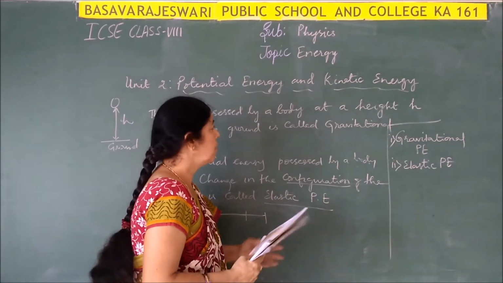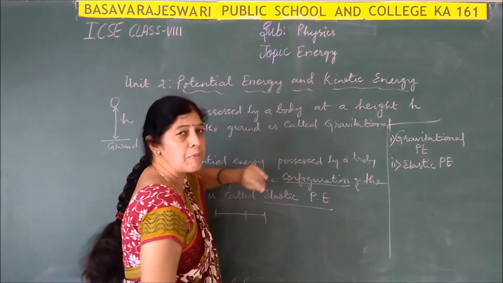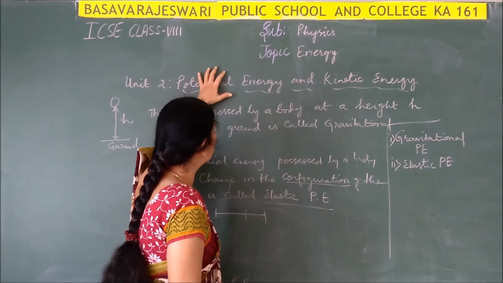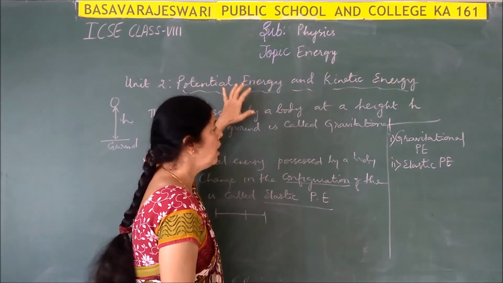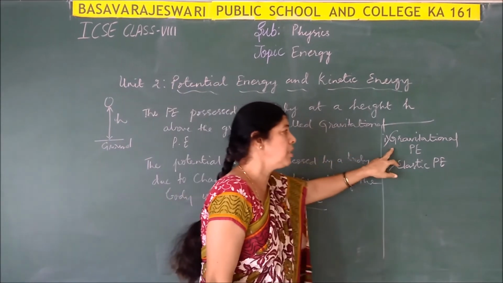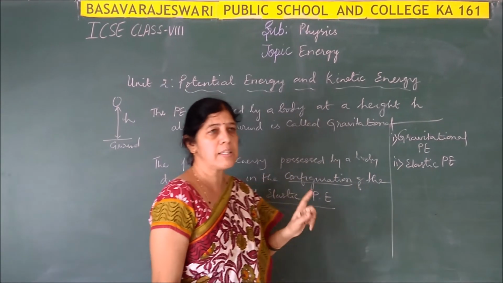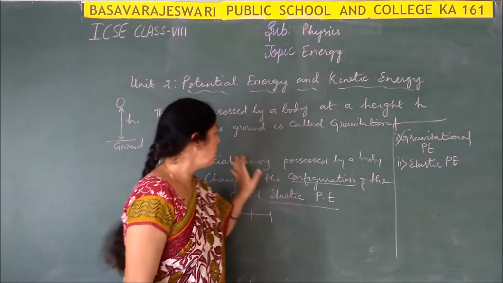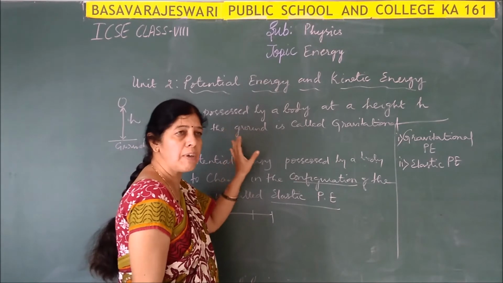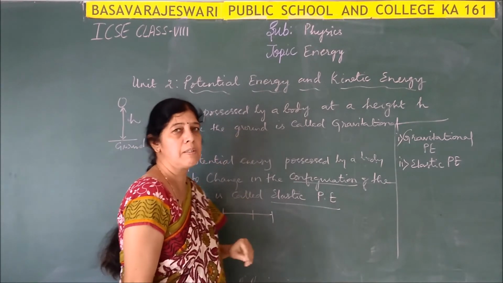So, now what all I have taught you children? You have to remember about the definition of potential energy and the two types of potential energy. One is gravitational and the other is elastic potential energy. Please note the definitions. You can even refer to the textbook for the definitions. Okay.